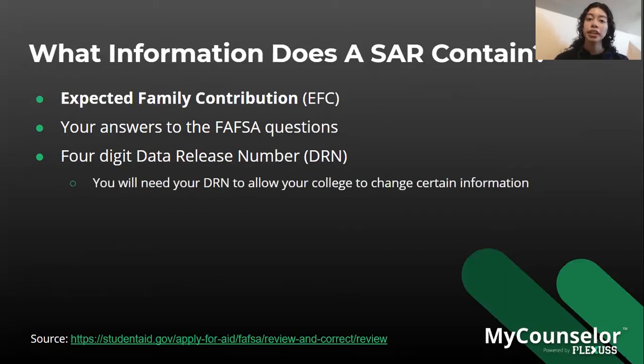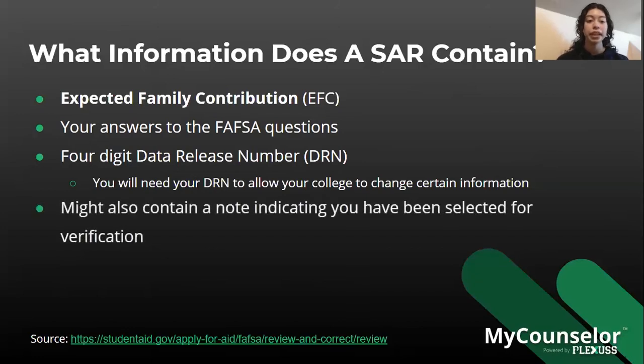You will need your DRN in order to allow a college or university to make changes to certain information on your FAFSA. For example, maybe you put the wrong date for when you will be attending college, or maybe you misanswered a question, so the college or university can go into your FAFSA and make that change for you. It might also contain a note indicating that you have been selected for verification. Usually when you are selected for verification, it means that you need to upload extra documents such as proof of tax forms or things like that in order to verify that you put the correct information on your FAFSA.